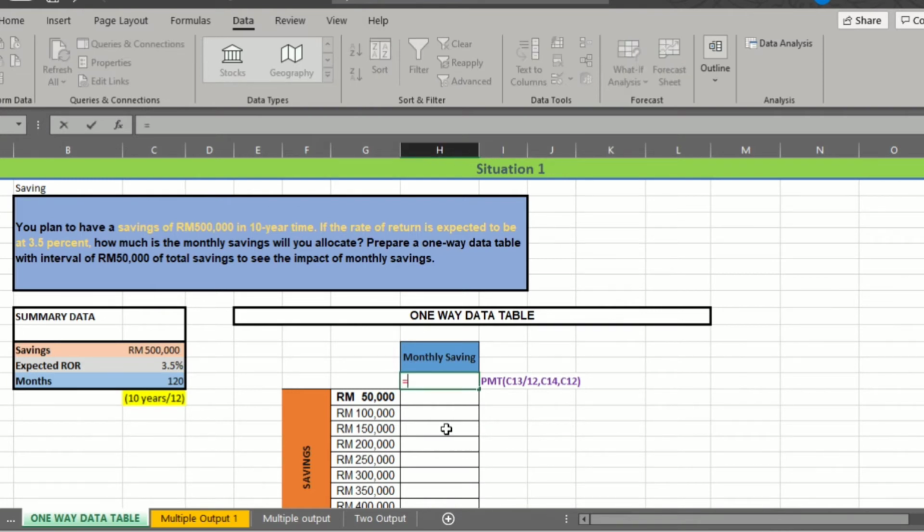First, you must find the monthly saving using the PMT formula. The rate is 3.5% divided by 12 because we want to know the monthly saving, and the number of periods is 120 months for 10 years, and the future value will be 500,000 ringgit for the saving.